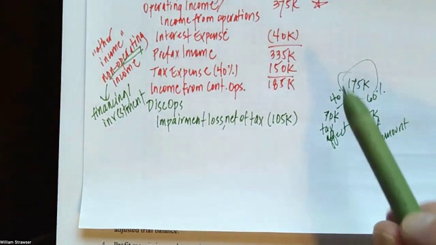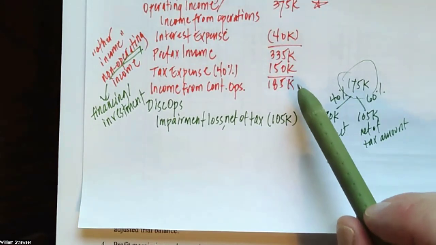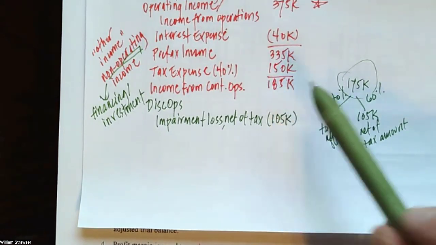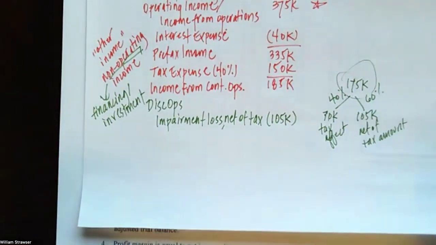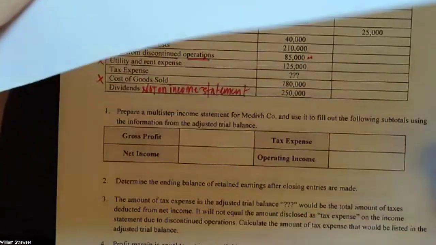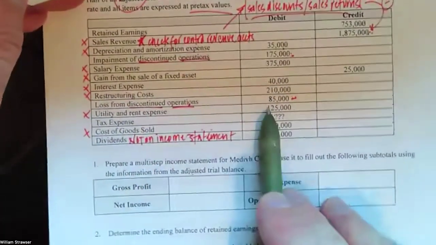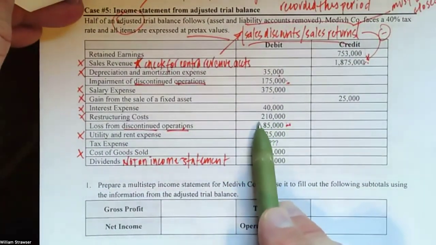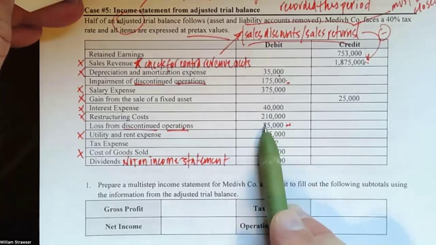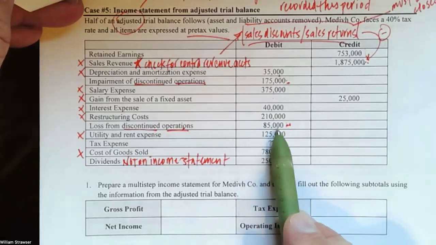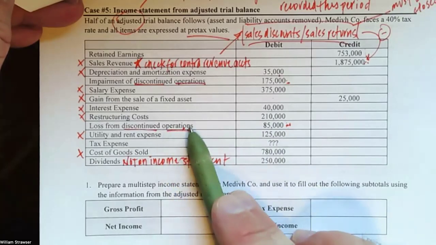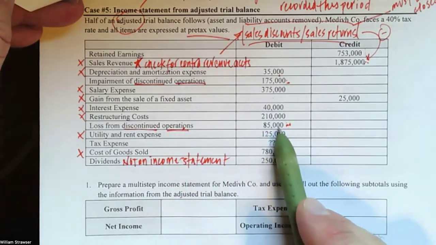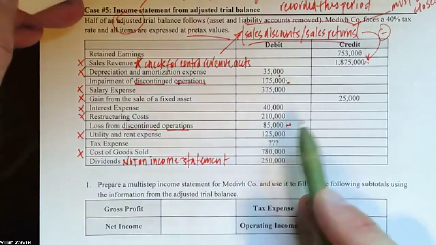Because of this loss, I'm not paying taxes on $105,000 of this amount of profit. That's why it quote unquote shields taxes. The loss on the discontinued operations, think of this amount as the result of an income statement for just the disc ops. This is just how much more expense than revenue the disc op made.